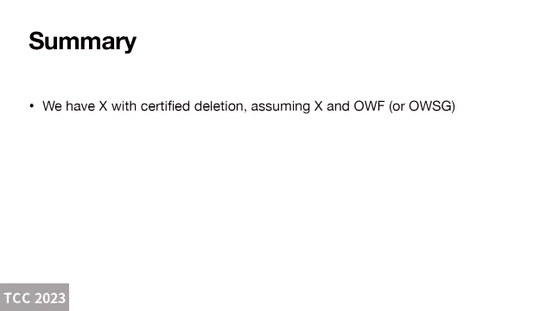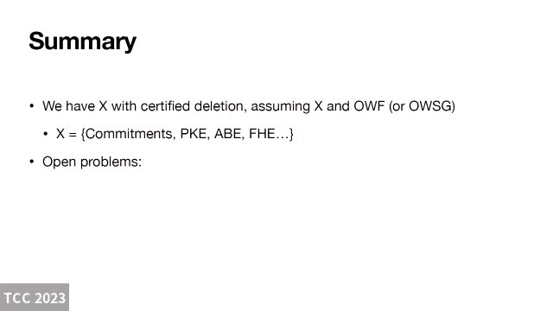Let me just quickly summarize. We presented a general compiler for certified deletion, for X being your favorite cryptographic primitive: commitments, PKE, ABE, FHE, and so on, assuming either one-way functions or one-way state generators. Let me mention a few open problems. A very interesting open problem is to make this construction practical, so that you can build it using the quantum hardware that we have today. For instance, you would be able to do it if you can construct this scheme using what I call product states, qubit by qubit states, which is not the case for our construction. For instance, BB84 states are good states that we can prepare.